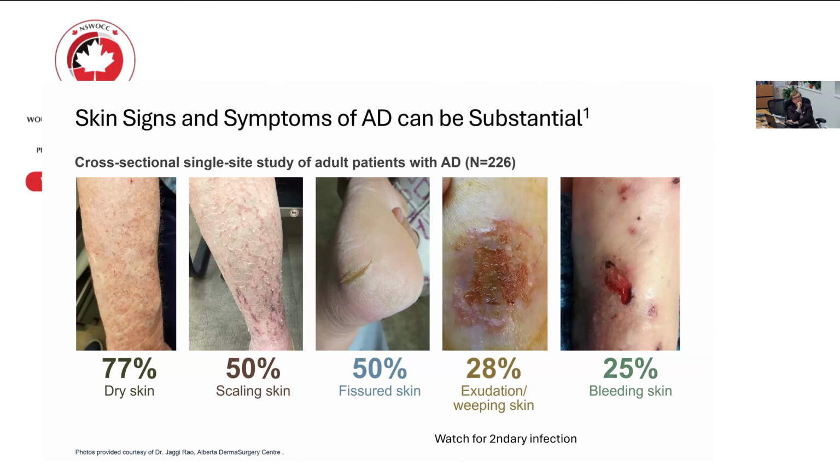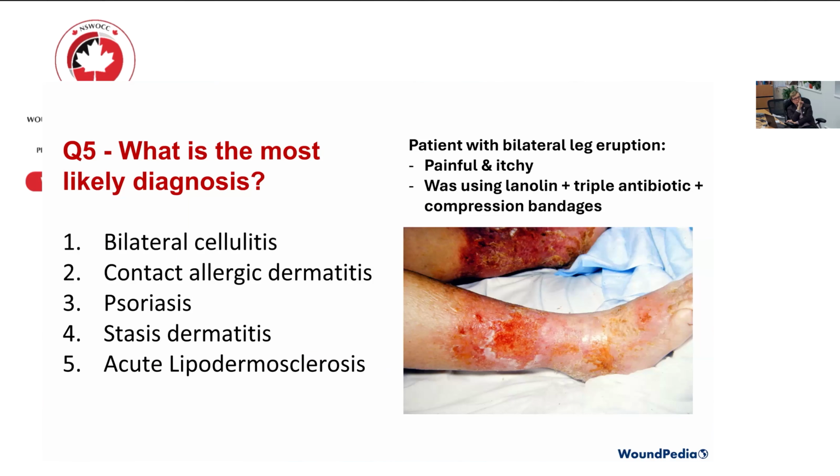Next one. What's the most likely diagnosis? This patient had bilateral leg eruption, painful and itchy, was using lanolin and triple antibiotic cream and compression. I think this is bilateral cellulitis, contact allergic dermatitis, psoriasis, stasis dermatitis, or acute lipodermatosclerosis. What do you think?